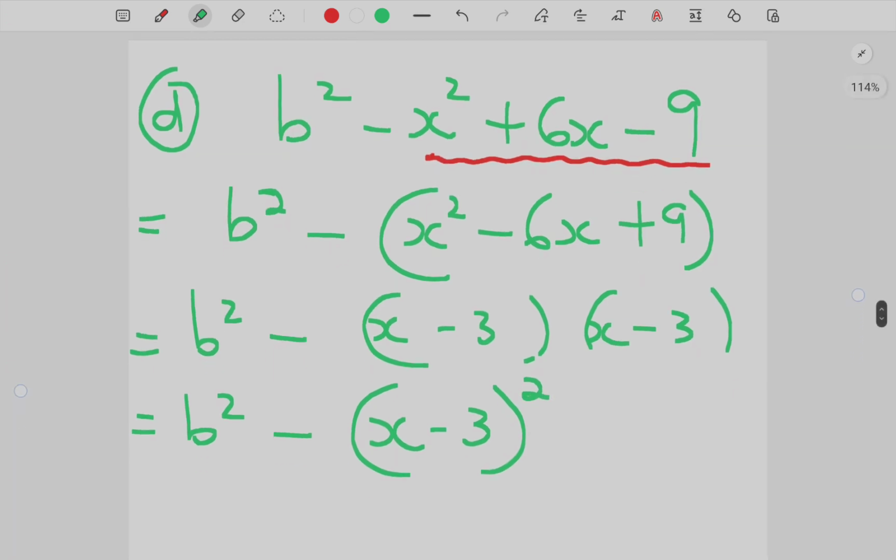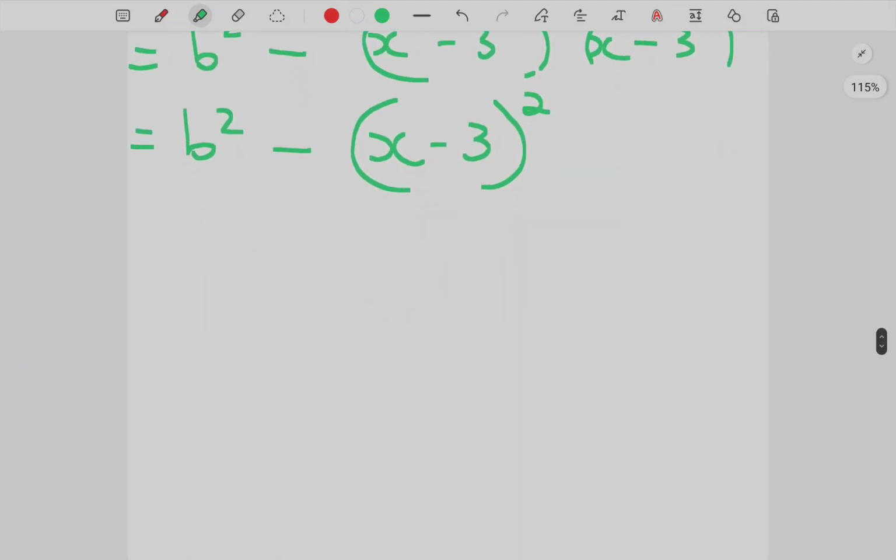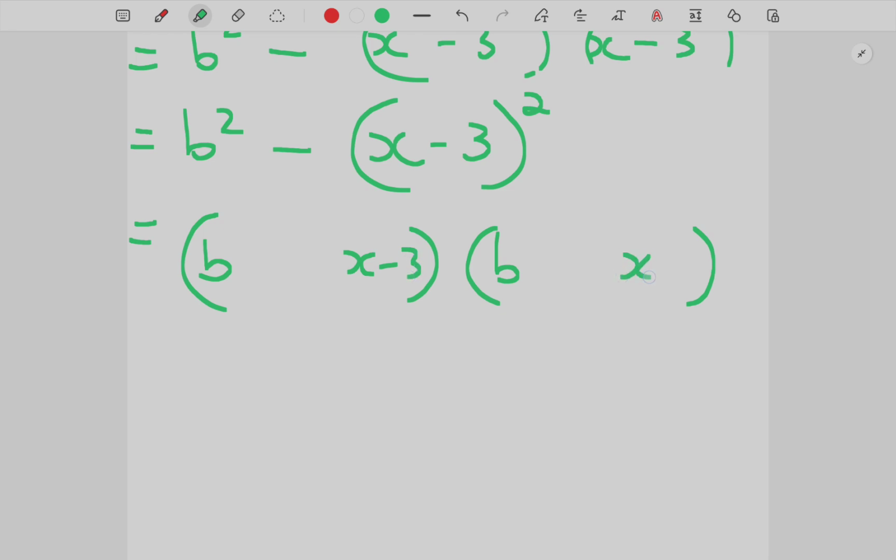Now we've got the difference of two squares. Therefore, how to solve the difference of two squares? It means you open up two brackets. These are two brackets, people. So for b squared it is b times b. Then for x minus 3 all squared, it's x minus 3 times x minus 3 this side. Then because it's a negative x minus 3 all squared, it means one bracket is going to be minus, the other bracket is going to be positive. So our final answer is b minus x minus 3 into b plus x minus 3. This is our final answer.